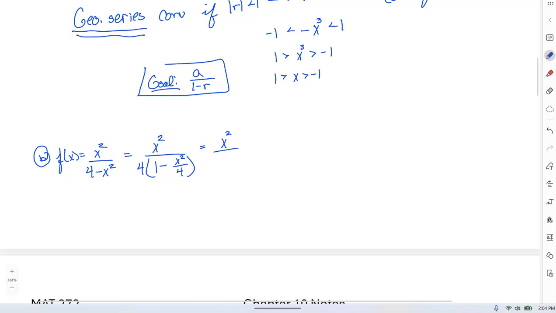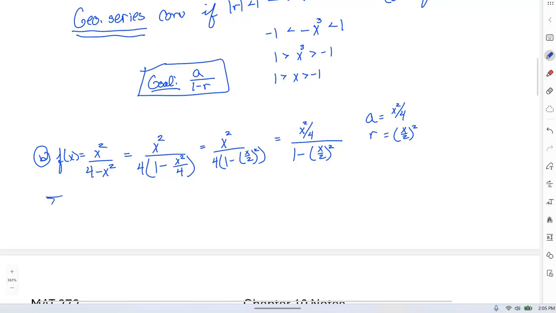And then I'm going to think about rewriting that x squared over 4 as x over 2 quantity squared. And then instead of having x squared over 4 times 1 minus the quantity x over 2 squared, I can write it as a complex fraction. So x squared over 4 divided by 1 minus x over 2 quantity squared. And now I'm in that format for that geometric series, so I can identify A and R. In this case, A is x squared over 4. R is x over 2 quantity squared.